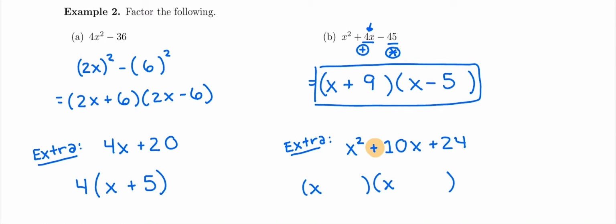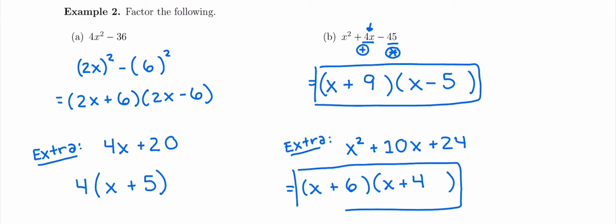So I can't choose two negatives because that would add up to be a negative. So it must be a positive times a positive to multiply to be a positive and add up to be a positive number. So thinking of factors of 24, 24 plus 1 would be 25, so I'm not going to use 24 times 1. If I think of 12 times 2 is 24, but 12 plus 2 is 14. So I'm not going to use that. So maybe 6 times 4 is 24, and 6 plus 4 is 10. So there's my factoring: adds up to be a positive 10, multiplies to be a positive 24.